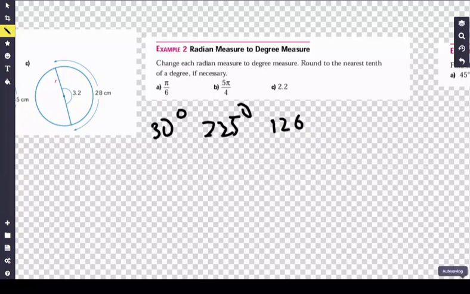Nearest tenth, sorry. So 126.1 degrees. Right? So we always have to look at the value. If it gives you pi directly, okay, then do pi. If it doesn't give you pi, then don't do pi. So let's go ahead and go on to the next question.